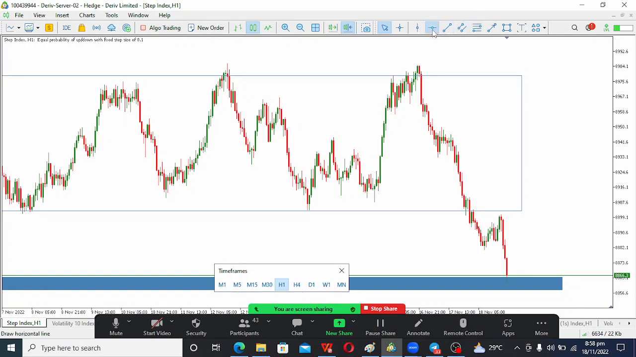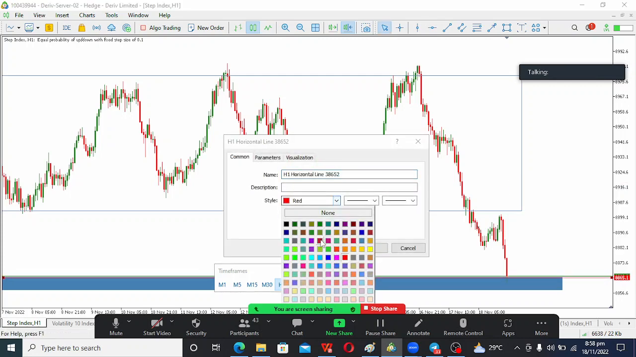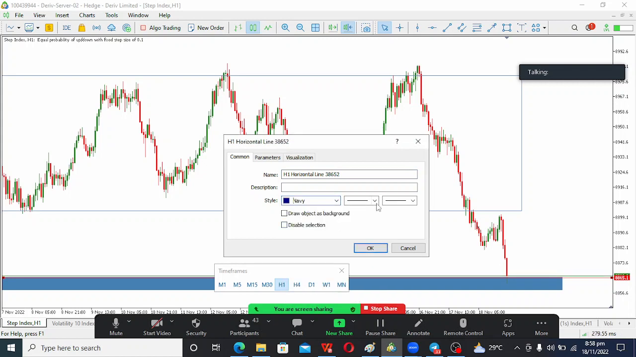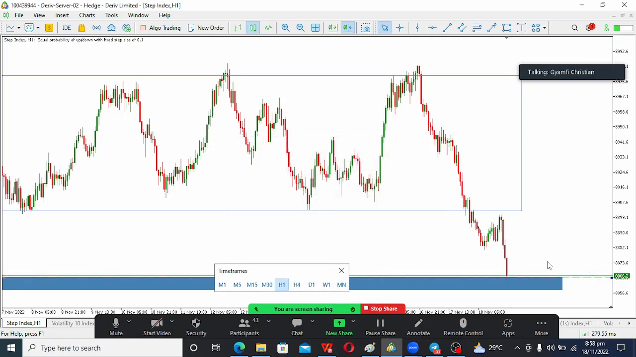You mark the beginning of the zone. These are the colors I use to mark my entries. So you mark the beginning of the zone, 100% of the zone, and then 50% of the zone.